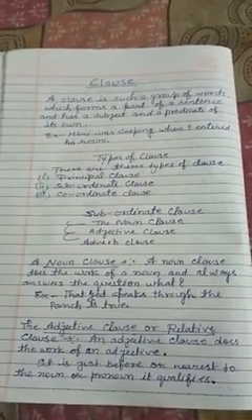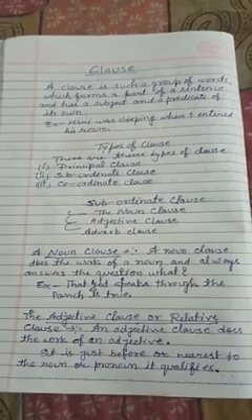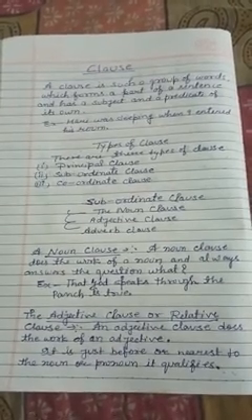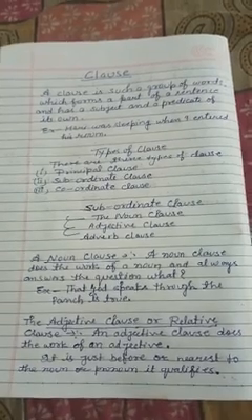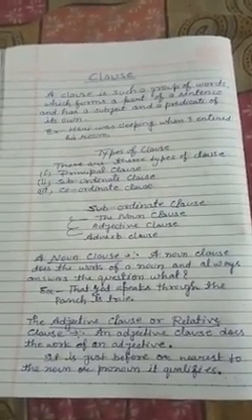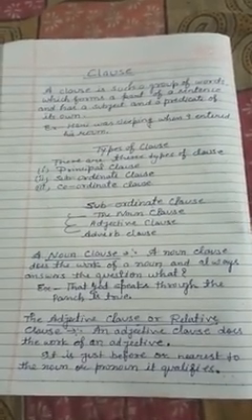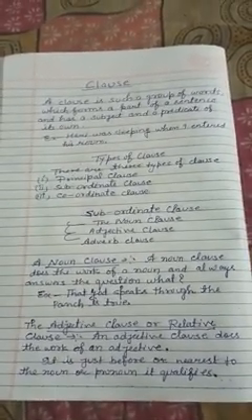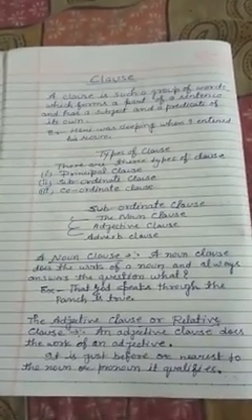A noun clause does the work of a noun and always answers the question what. When we put a question with what in a sentence, the answer will be a noun clause. A noun clause works as a noun in a sentence.